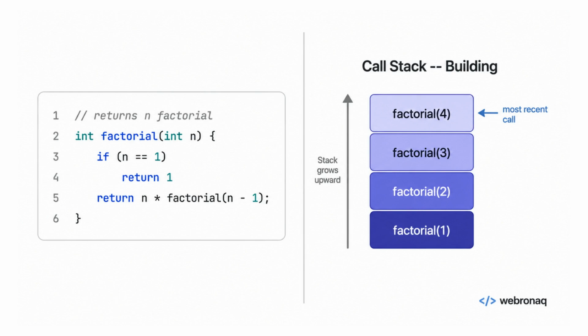That frame calls factorial of 3, which needs factorial of 2, which needs factorial of 1. Each paused call waits on the stack, holding its own value of n. When we finally reach n equal to 1, the base case fires, and we get a real answer back. The stack has 4 frames now, and nothing has multiplied yet. That all happens on the way back up.